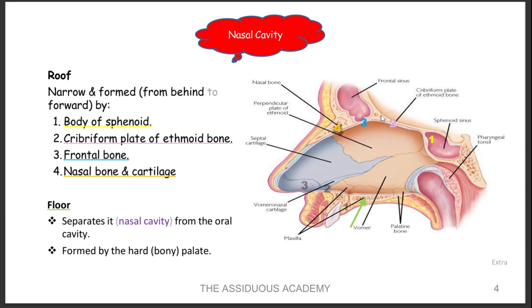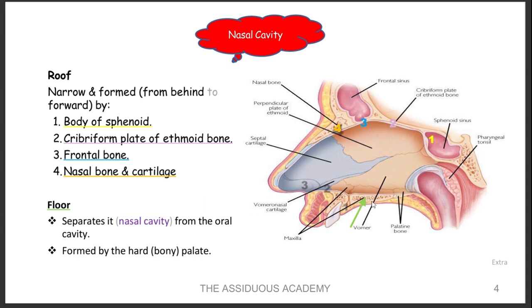After the sphenoid, you are going to have this bone where cranial nerve number 1 passes. We call it the cribriform plate. This is part of the ethmoid bone. And then going forward, you have got this part. This is the frontal bone. And then going to the front now, you are going to have this bone, which is the nasal bone. And then very much in front, you are going to have cartilage, the hyaline cartilage. These are the bones that make up the roof of the nasal cavity from posterior to anterior, and the cartilage.